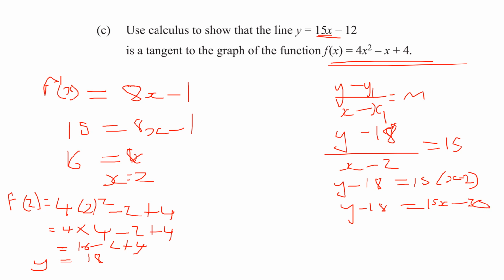Okay, so what happens then? This becomes y is equal to 15x minus 30 minus 18. Oh, no, this becomes plus 30, my bad. So y is equal to 15x minus 12.